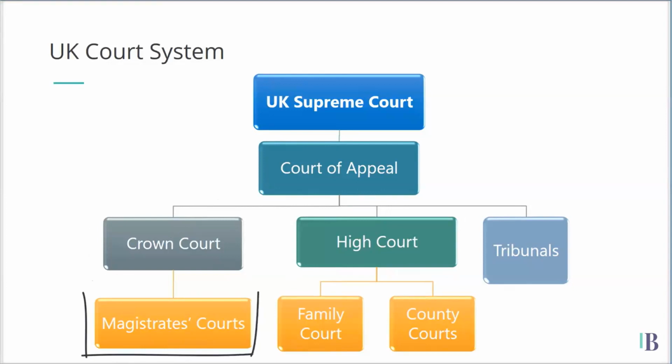Below the Crown Court is the Magistrates' Court, which is also found throughout the country. The Magistrates' Court mainly hears criminal law cases. For civil law matters at the lower level, there are county courts, which deal with civil law matters, as well as family courts for family law issues. Finally, there are various tribunals that deal with specialist issues, such as tax, employment, and others.